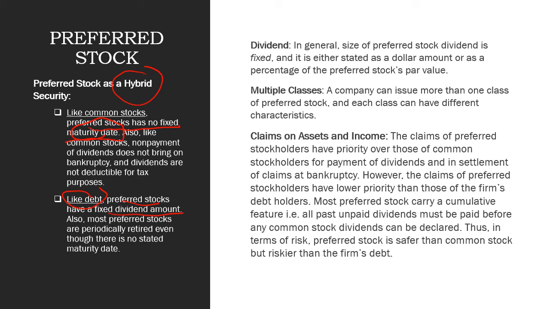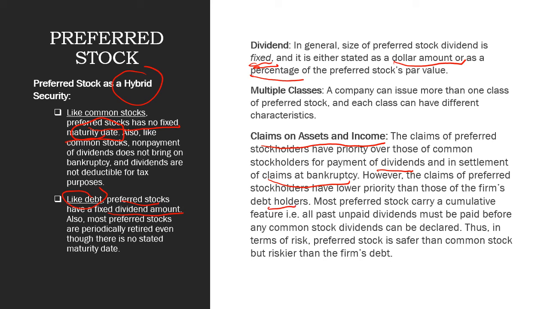Furthermore, on the dividend, in general, the size of the preferred stock dividend is fixed. Either it's stated as a fixed dollar amount or a percentage of the stock par value. In terms of the claim on assets and income, the claim of preferred stock has priority over common stockholders, over payment of dividends and settlement of claims at bankruptcy. But it is lower than the debt holder.